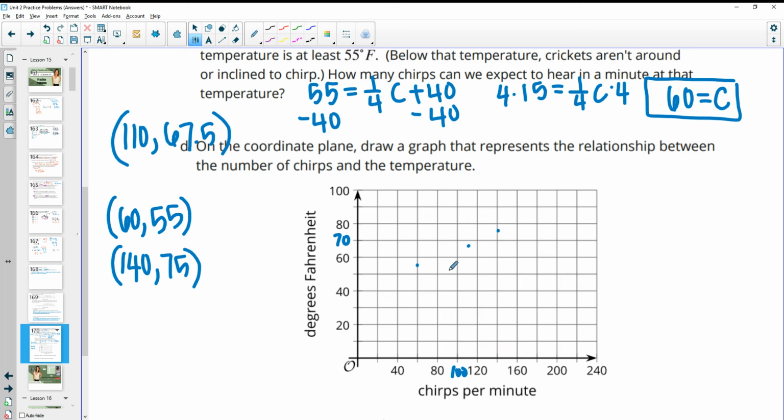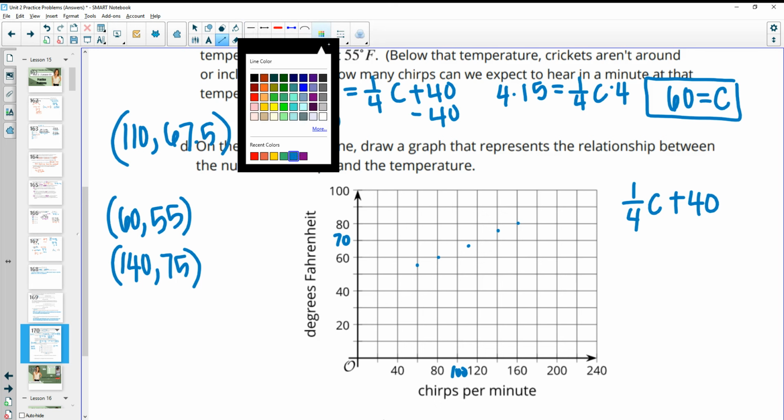Now you could plot some other ones too, right? So you're doing 1/4 of the chirps plus 40. So we could do 1/4 of 80, which really is 80 divided by 4, is 20, plus 40 is 60, so that's going to be a point. 160 divided by 4 is 40, plus 40 is 80, so you can get some of these other points if you want to, and then you could plot your line.